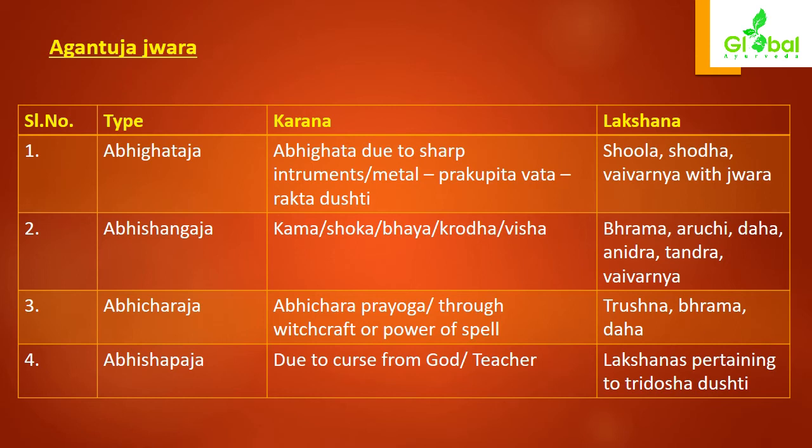Abhichara Jwara, because of Abhichara Prayoga, especially through witchcraft or power spell, and the Lakshanas will be Trishna, Bhrama, Daha. Abhishapaja due to curses from a god or teacher. Lakshanas will be interpreted as Lakshanas pertaining to the Doshadushti. So it depends upon the Lakshanas, especially manifesting over the body. If it is related with the Jwara or with the fever, what kind of features are represented over the body of the patient, you can possibly correlate with any kind of Jwara also.